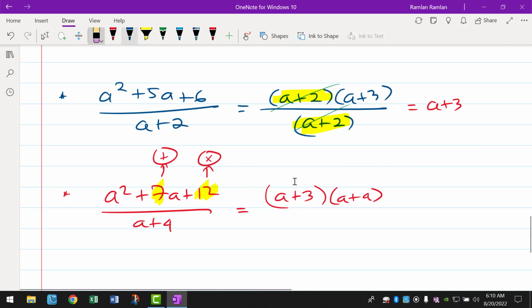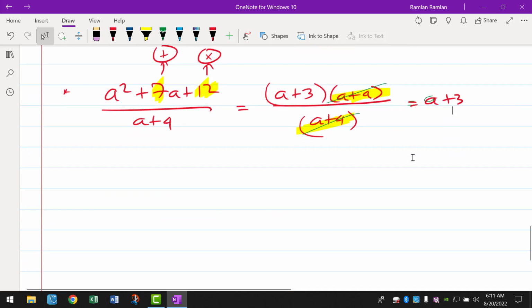Okay, the same goes here with the denominator. It's a plus 4. Again, I'm going to use a bracket this time to help you understand that this is one whole. This one and this one are the same exact factors. So we can cancel those two, so that will be just equal to a plus 3. Okay, maybe one more example.